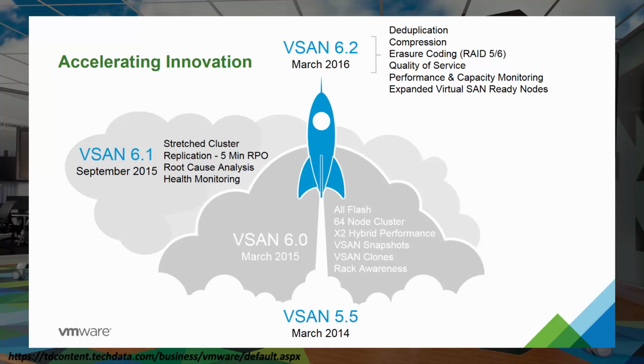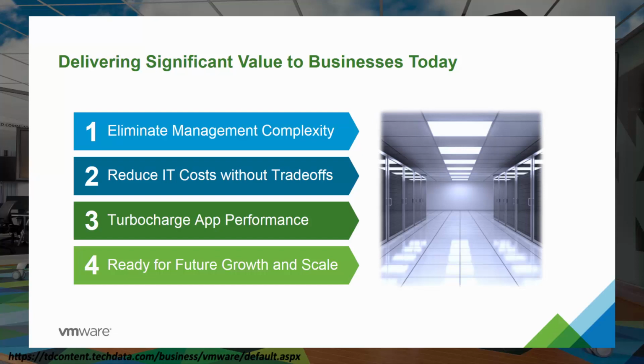With Virtual SAN 6.1 that we released last September, we introduced key availability features such as stretched clusters for near continuous protection. Virtual SAN 6.2 represents another major advance. In this release, we are adding the much anticipated suite of space efficiency features, which includes deduplication, compression, and erasure coding. In addition, the new quality of service or QoS controls help guarantee SLAs, and we continue to enhance the management capabilities. We continue to innovate.